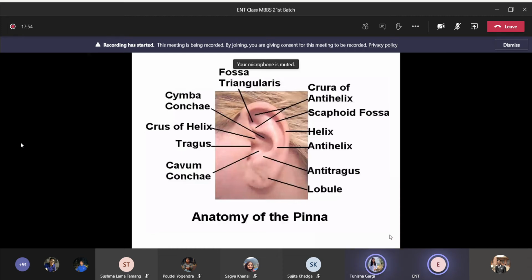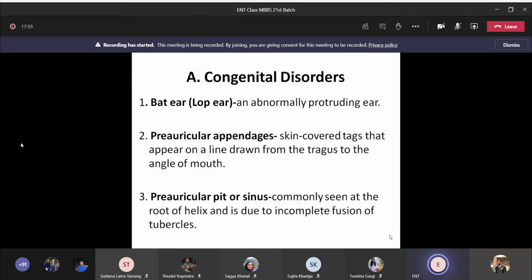Yes, sir. Okay, so first the congenital disorders of the pinna. First one is bat ear or lop ear. This is nothing but an abnormally protruding ear. Then the second one is preauricular appendages, the skin covered tags that appear on a line drawn from the tragus to the angle of the mouth. So that is a preauricular appendage.